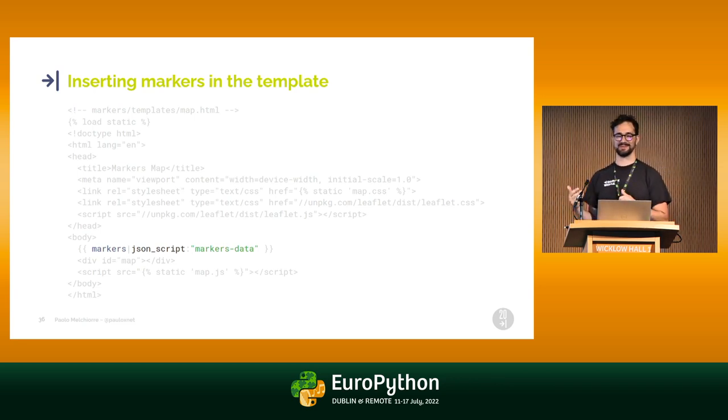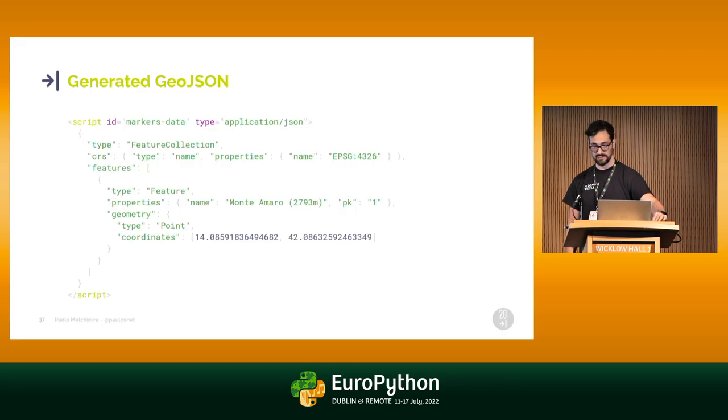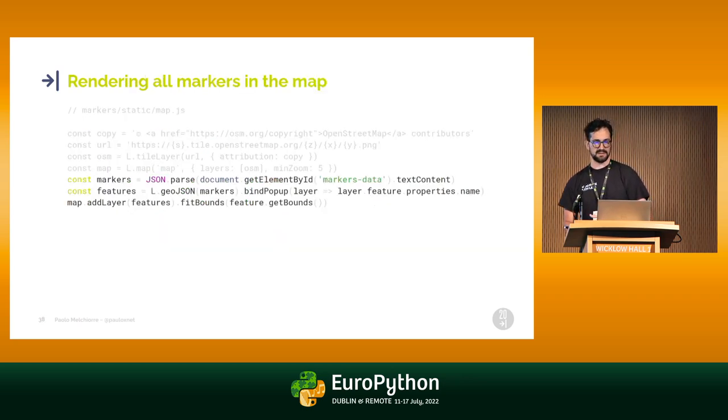In our template we use JSON script template tag to add our marker in our page. The GeoJSON script template tag will generate a code like this. A GeoJSON code. So let's edit our JavaScript file and store the GeoJSON in a variable.